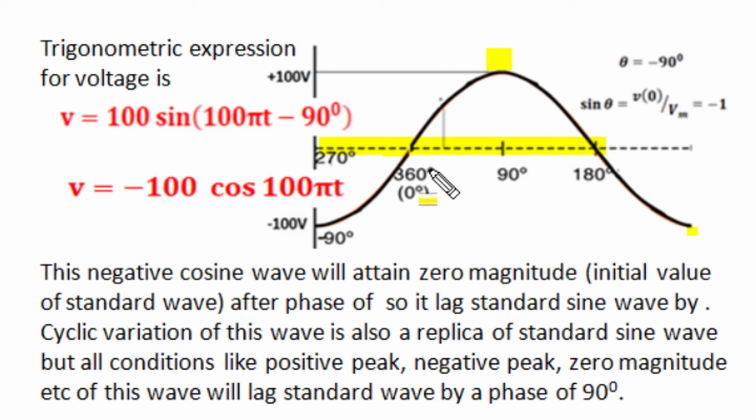Standard wave attains its initial value 0 at t equal to 0, or 0 degree phase position, whereas this wave, which lags by 90 degree in phase from the standard wave, attains this condition after 90 degree. So this given voltage signal wave lags the standard sinusoidal wave by a phase of 90 degree.